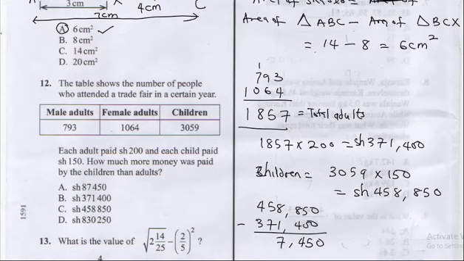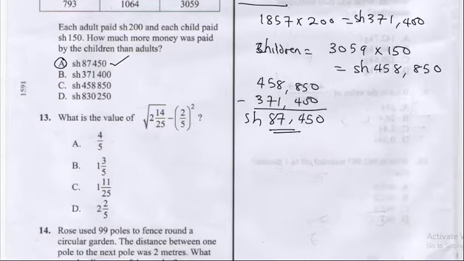And we'll borrow. You put 1, 15 minus 7, it's going to give us 8. So that's our final answer: 87,450 shillings. So the correct answer here is A.